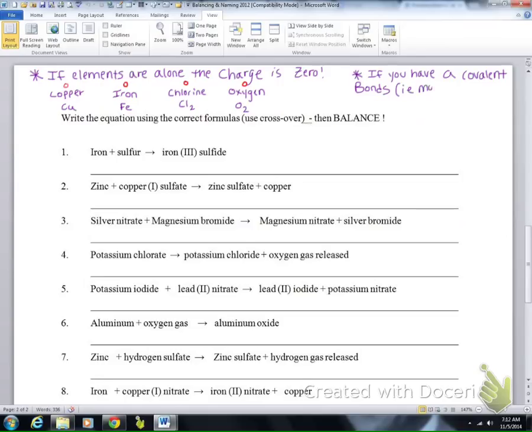And also, just a reminder, if you have a covalent bond when you're naming, and it's monos, dis, and tris, you don't need to put the charges above the words. Sorry about that, I forgot about that. So if you've got a covalent bond, you don't need to put the charges above the words.